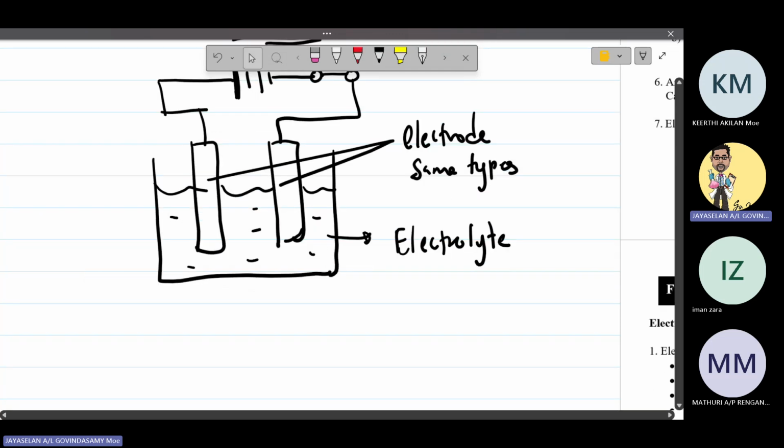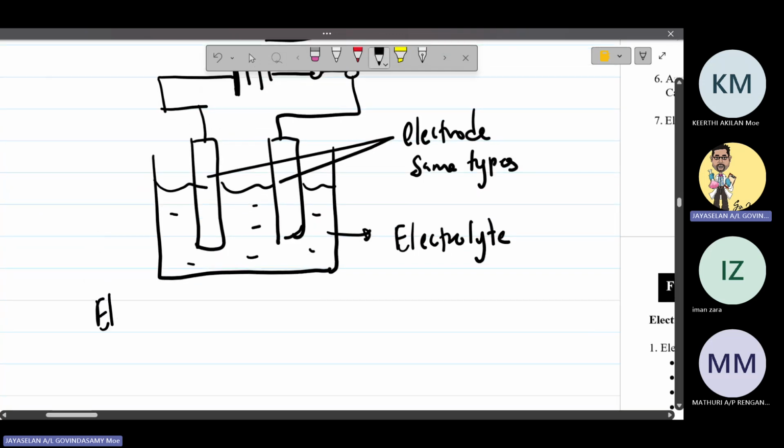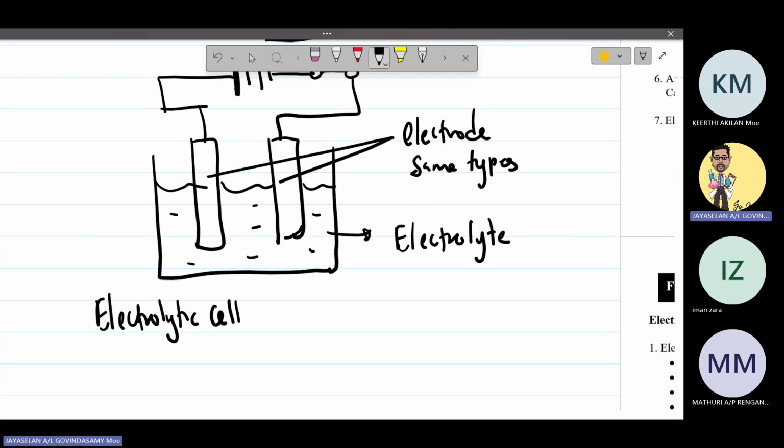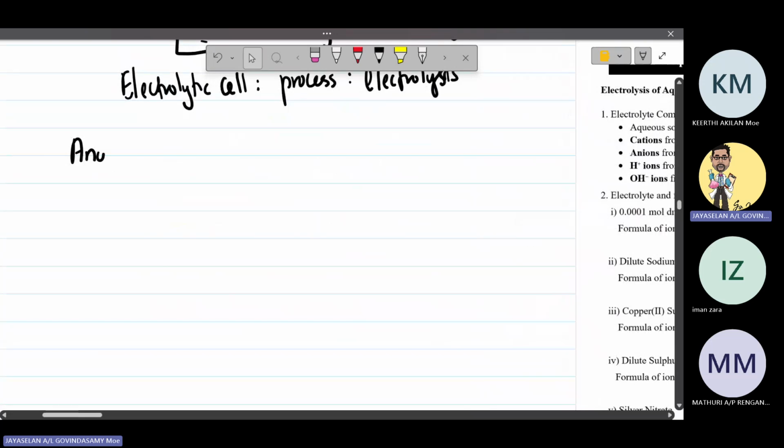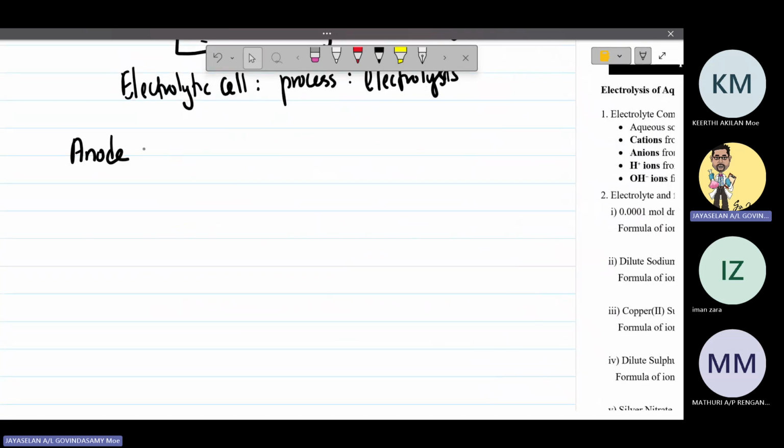Okay, so this cell, simple setup cell, is called what? Electrolytic cell. The process undergo in electrolytic cell is called what? Is called electrolysis process. Any question? No question, eh? Okay, and you must remember the anode. Voltaic cell, anode positive kan. Tolong hafal, electrolytic cell, anode adalah, okay, sorry, voltaic cell, anode negatif kan. Electrolytic cell, anode positive. Hanya ini saja tukar.